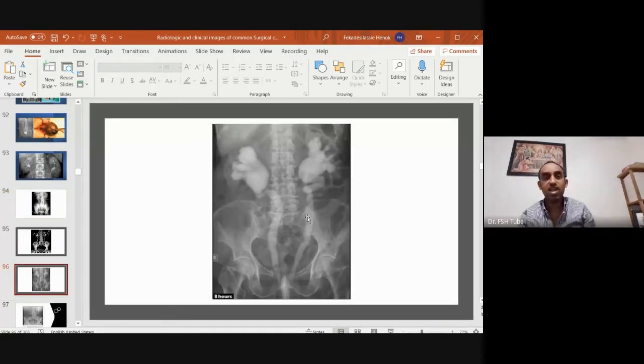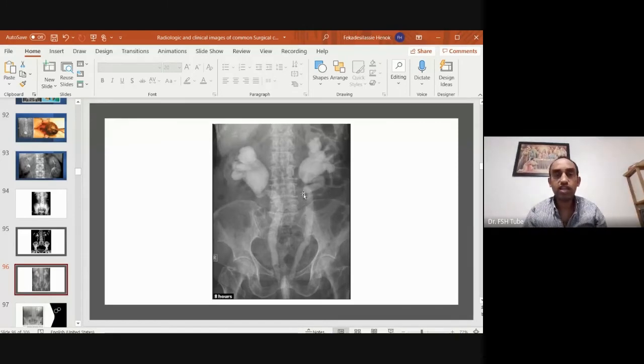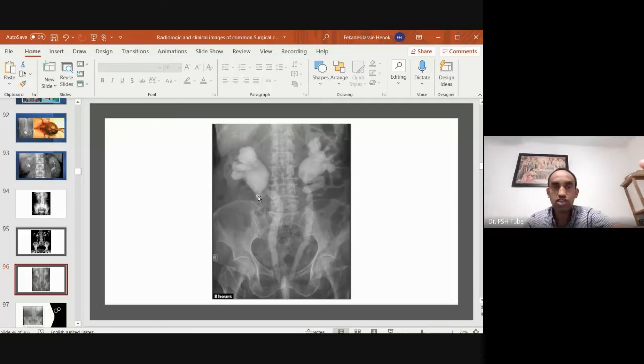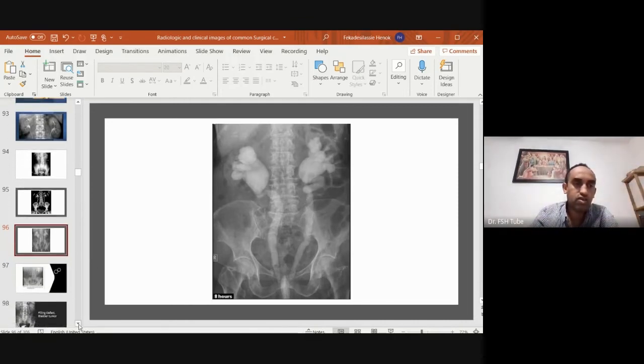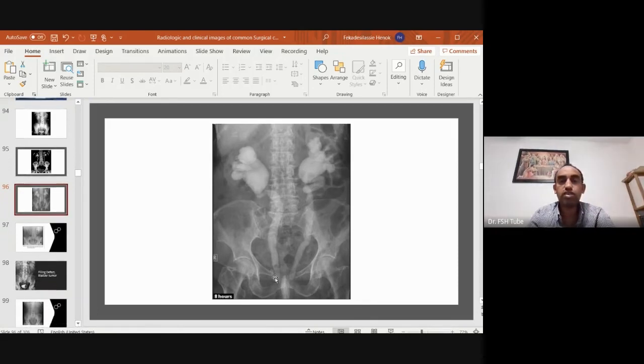So bilateral hydroureter and hydronephrosis. And you see it has become so redundant, tortuous, and the ureter outlines with kinking. So bilateral hydroureter with hydronephrosis. So that means the obstruction is downstream. So where is the pathology? The pathology, the obstruction, is down there.